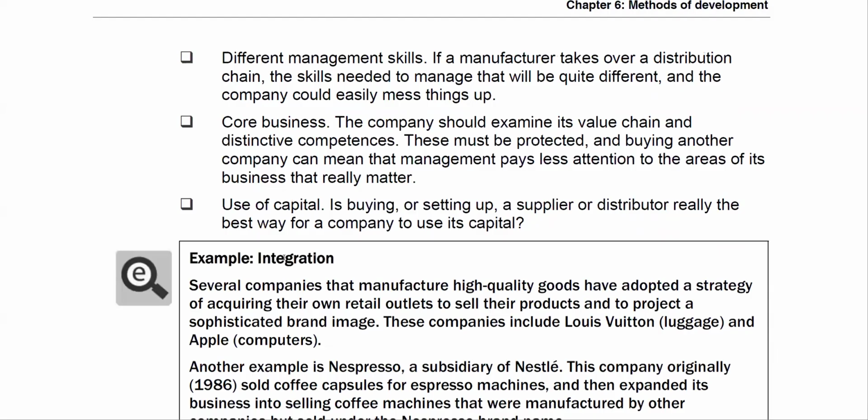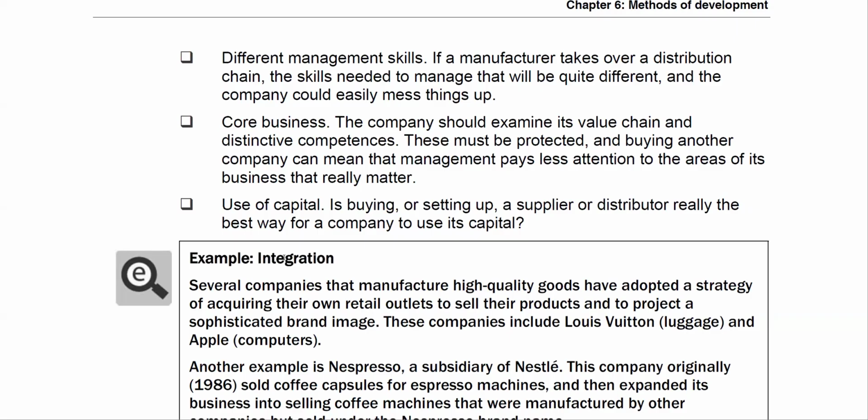Now, different management skills may also be there, right, for these companies that you are bringing in. Now, if a manufacturer takes over a distribution chain, the skills needed to manage that will be quite different, and the company can easily mess things up. And also your core business, right? You should examine your value chain and your distinctive competencies, things that set you apart. It doesn't mean because you're in the same industry, you can work well. No, it doesn't happen like that. This must be protected. You must protect your core competence, right? And buying another company can mean that management pays less attention to the areas of its business that really matter.